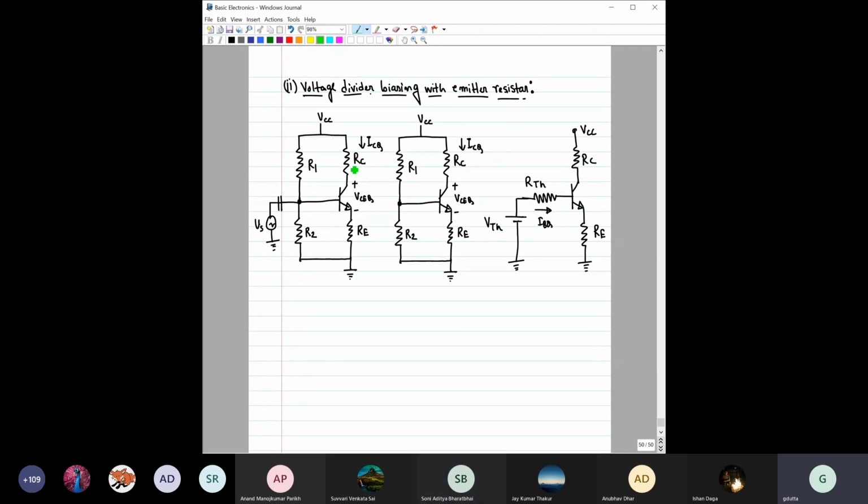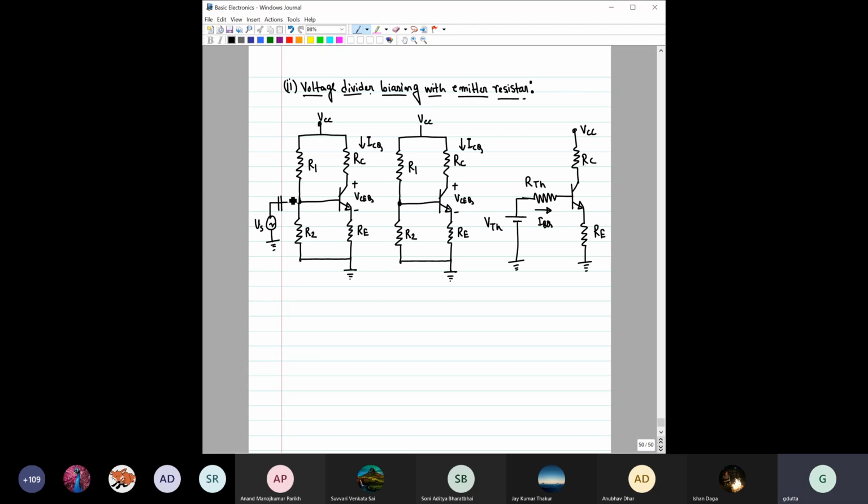The other way would be to use a voltage divider biasing with emitter resistor. So here we have used this VCC, and this is RC, which we are familiar with, connected with the transistor. Similar to the previous example, we are using this resistance R1, which is connected with the base. At the same time, we have also connected R2, which is connected with ground. In addition to that, we have also added one emitter resistor, which is connected at the emitter terminal of the transistor.